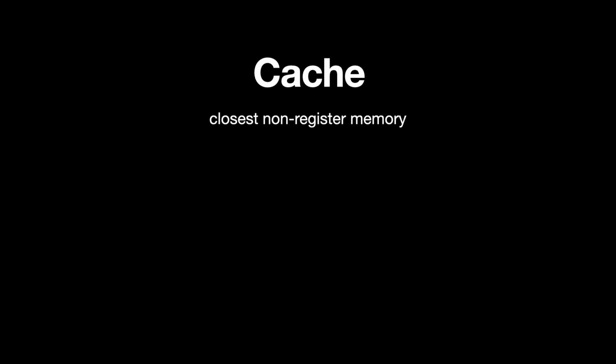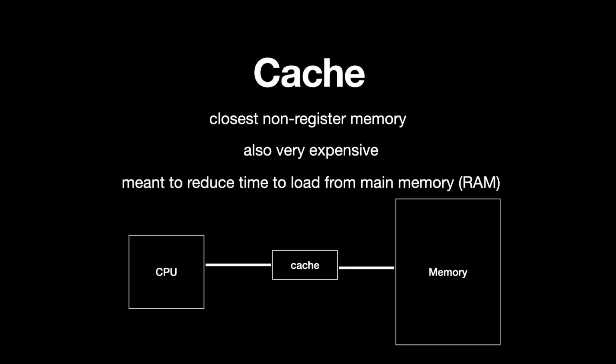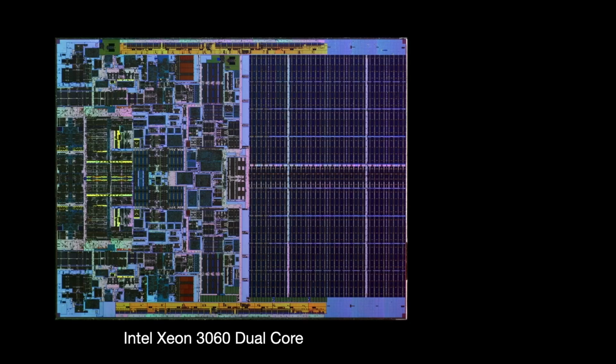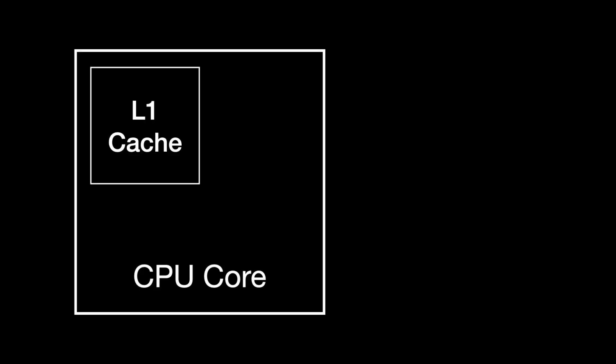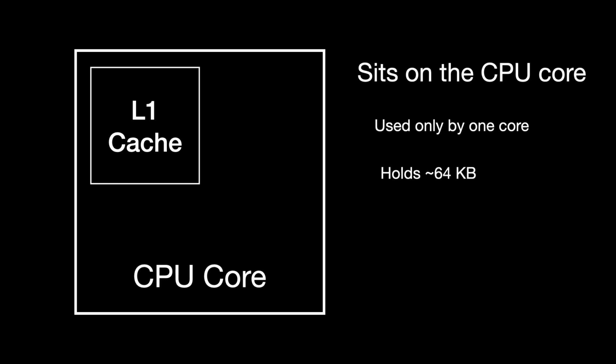Cache. This is the closest and fastest non-register memory, which is also very, very expensive. It is here to reduce time to load data from the main memory. Here's an example of a processor right here. We can see here that there's an L2 cache. This is not the smallest it gets. Let's start with L1 cache, which is the smallest. This sits right on one CPU core and is used only by that core. It holds about 64 kilobytes. And the address line from your memory that has your data on it comes here first.